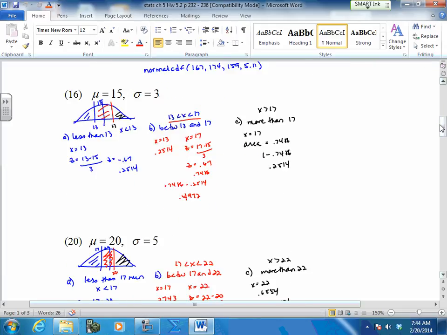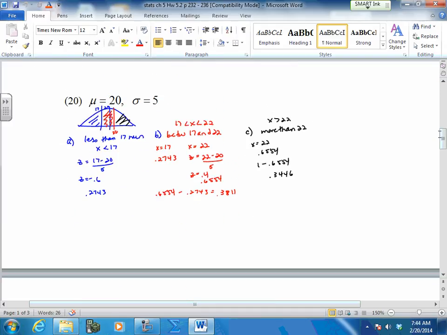Number 16 we did in class. 20 was very similar to 16, but it wasn't symmetric like 16 was. 16 was exactly symmetrical. You had the same z-score, positive and negative. This one didn't. So you're less than 17, you're here at this z-score. You're 22, you're here at this z-score. Find your area for the more than and the in-between, guys. You can take your areas and subtract them. You've got this one and you've got that one. They really should have put this last so that you do that one, you do this one, and then you do the in-between.